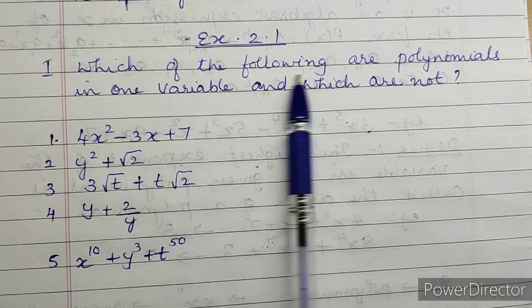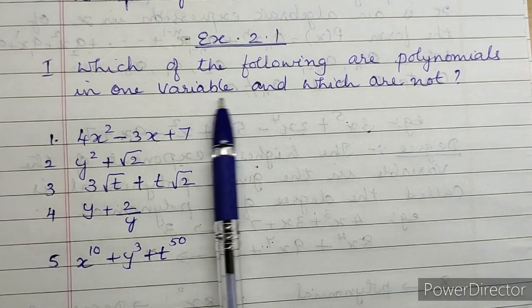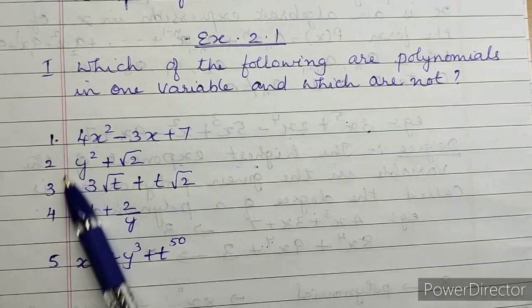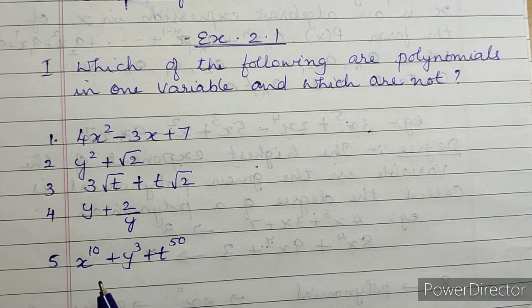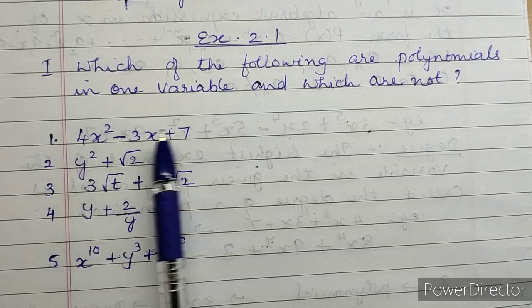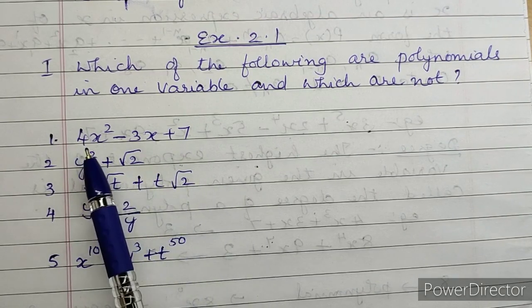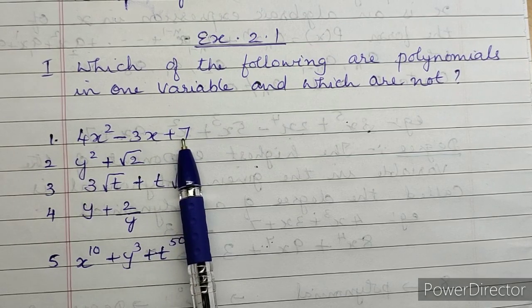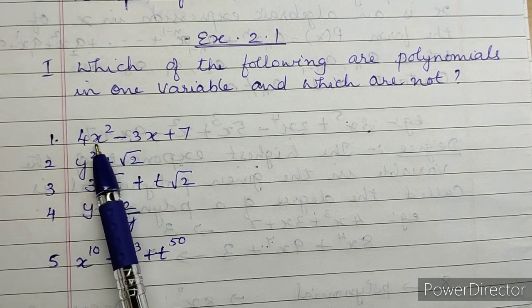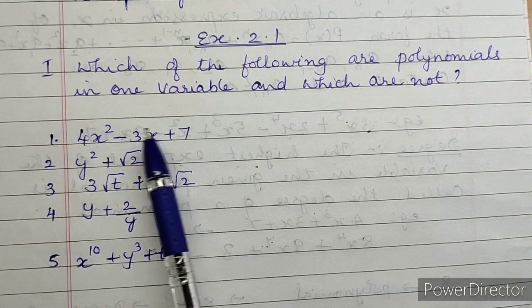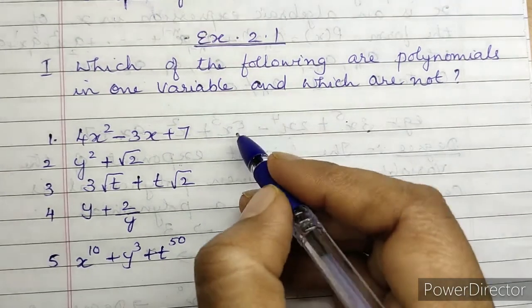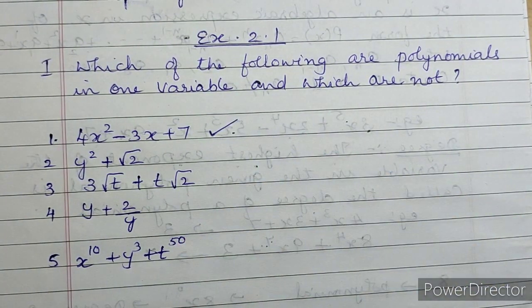First question: which of the following are polynomials in one variable and which are not. So, you have to see whether the exponent is a positive whole number. A whole number is always positive only. So, if the exponent is a whole number, then you can say that it is a polynomial in one variable, and you should also see whether it is only one variable. So, first one, 4x square minus 3x plus 7. The variable is x, only one variable, and the exponents are 2 here, 1 here. They are whole numbers. So, this is a polynomial. I will put a tick mark here.